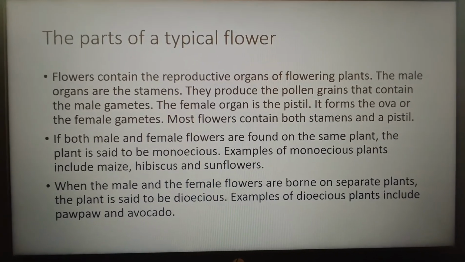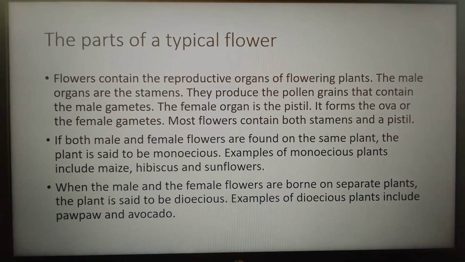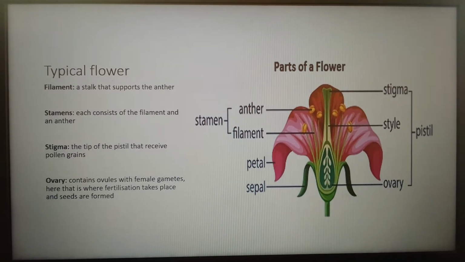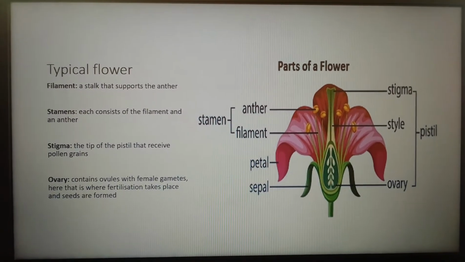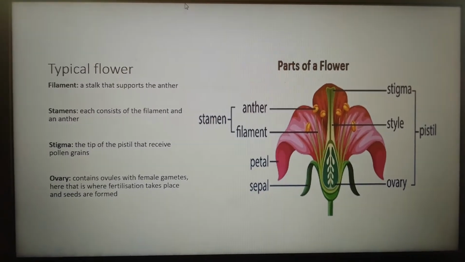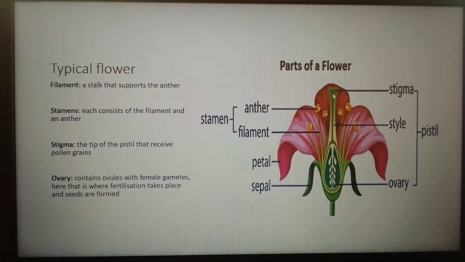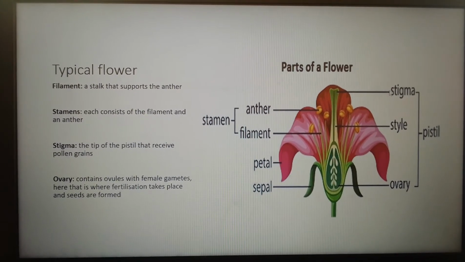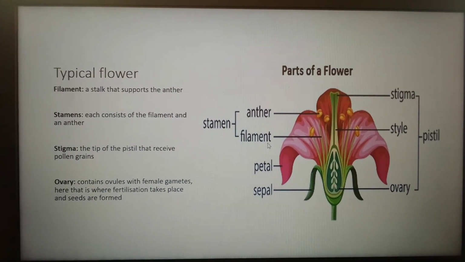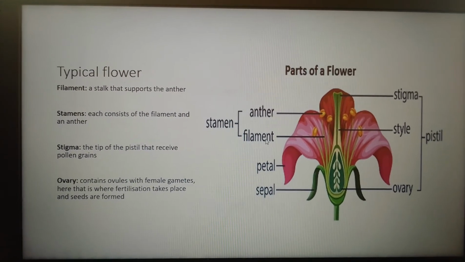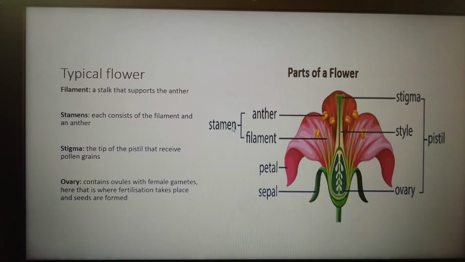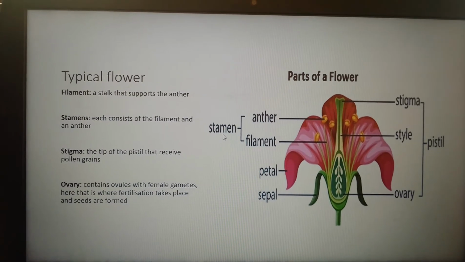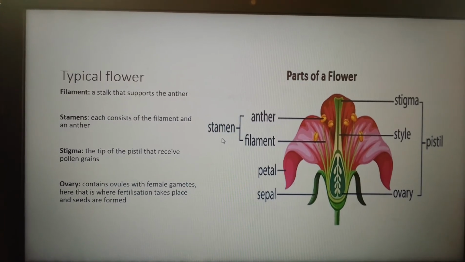Below is a typical flowering plant. Okay, let me show you. There is that long part which is called the stigma. We have the stigma, we have the filament. The stigma and the filament make up the stamen. When we say the stamen, the filament and the anther, these are the male sexual organs of a flowering plant.